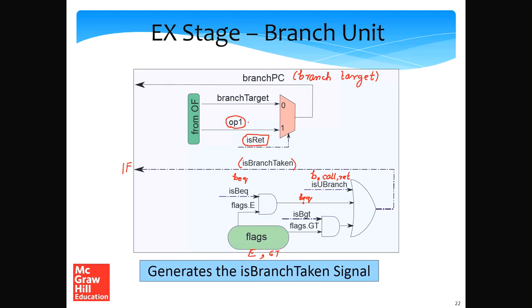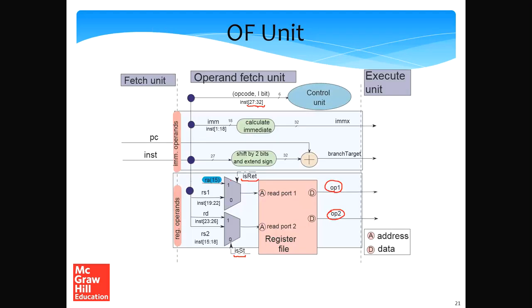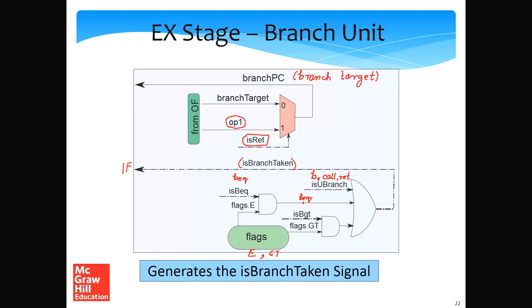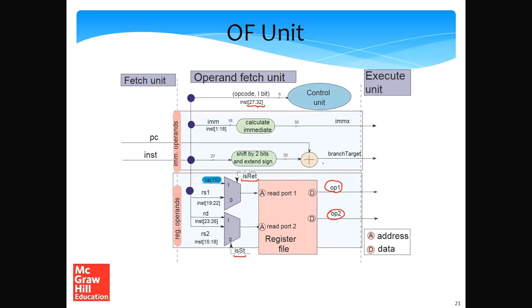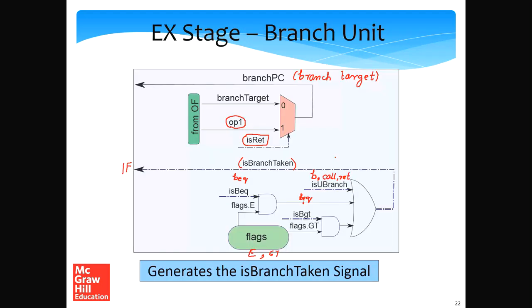In this case, if it's a return instruction, then OP1 is the contents of the return address register, which is essentially the return address. So if it's a return instruction, we use the return address as the target. Otherwise, we use the branch target, which essentially comes from the previous stage, the OF stage. We use the branch target, which is the PC plus the offset, as the branch PC or as the branch target.